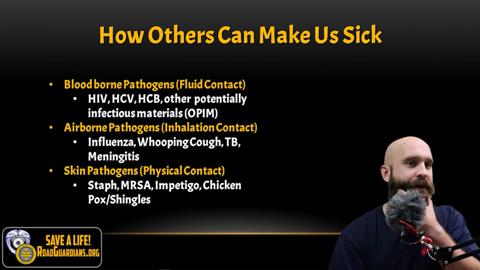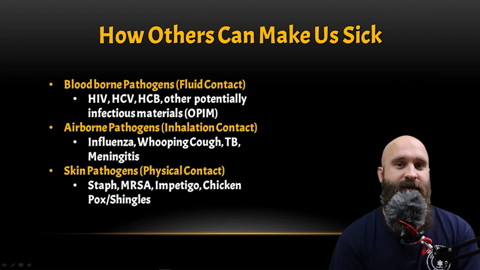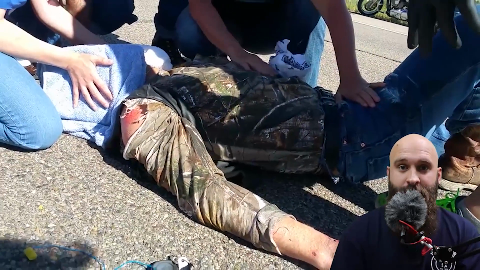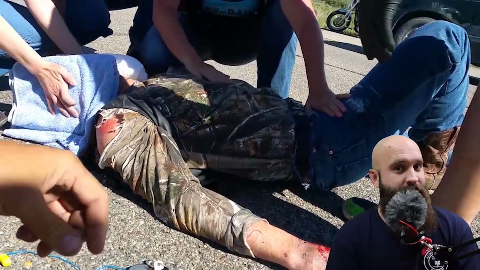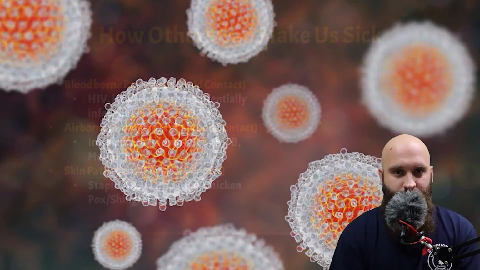All right. So how others can make us sick. Now, this is one of the biggest fears that I think a lot of people have when it comes to touching other people, especially when they have blood on them. And guess what? In a motorcycle accident, there's more than likely going to be blood. So bloodborne pathogens, it's the fluid contact.